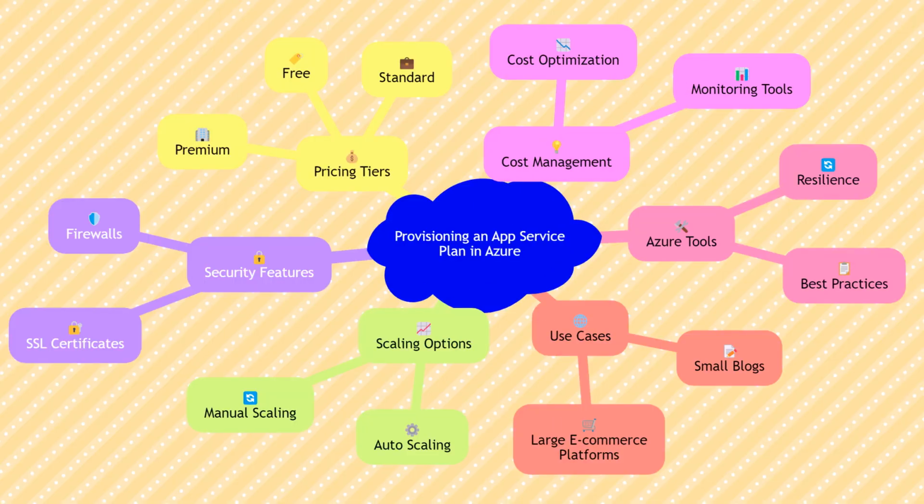Provisioning an app service plan in Azure is a critical step in deploying and managing web applications. By understanding the various aspects of app service plans, including pricing tiers, scaling options, security features, and cost management, you can optimize the performance, security, and cost efficiency of your applications. Leveraging Azure's built-in tools and best practices ensures that your applications are resilient, secure, and capable of meeting changing demands. Whether you're running a small blog or a large e-commerce platform, an app service plan provides the flexibility and scalability needed for success.